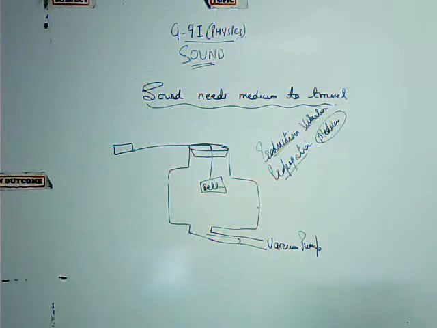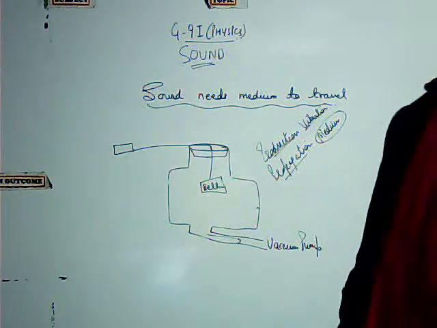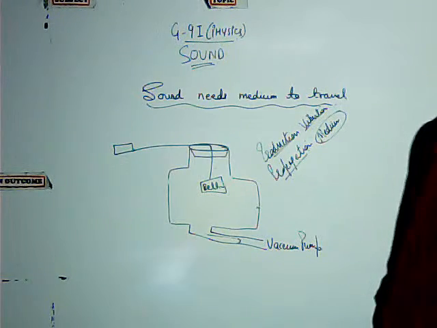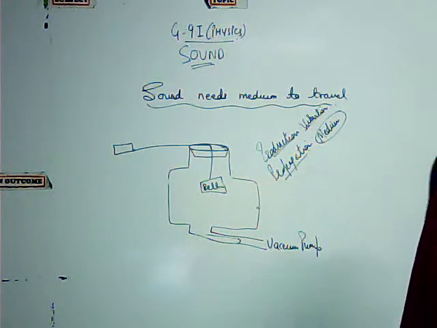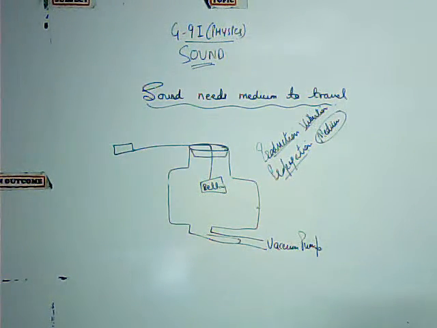Measuring the speed of sound in air. For measuring the speed of sound, speed का formula क्या होता है? It is distance over time. Fine. So whatever is the distance traveled, divide by in how much time it is traveled. Fine. Okay. So measuring the speed of sound in air.